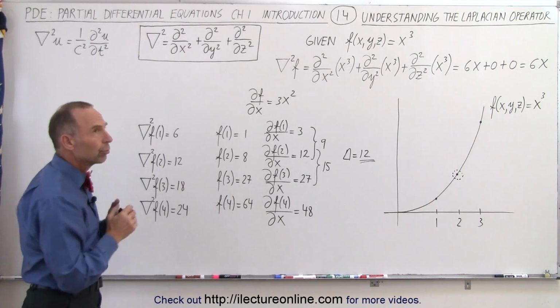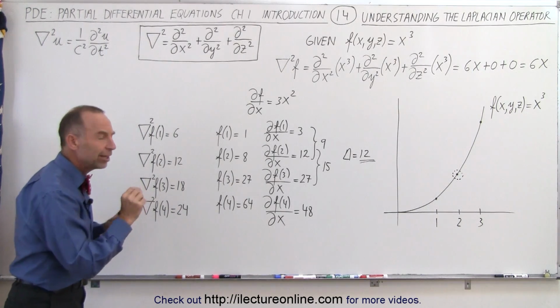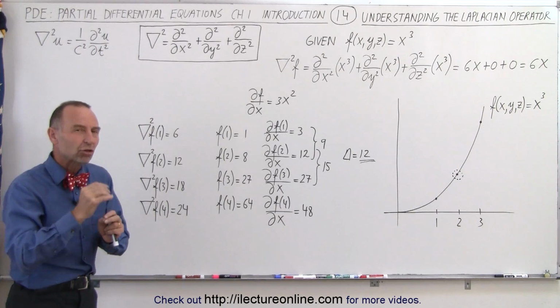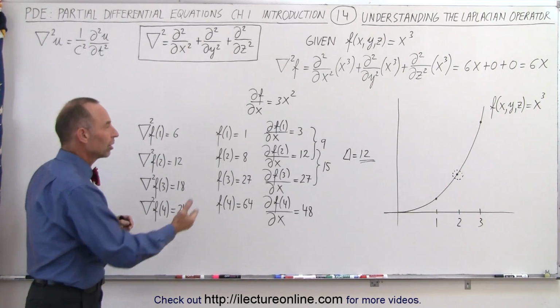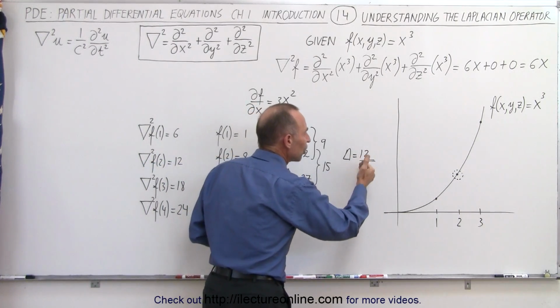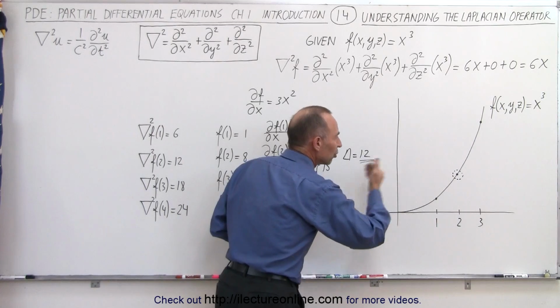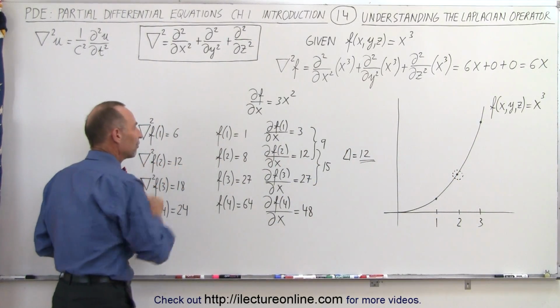So the Laplacian gives us the average change of the slope, which means the average change of the function as we move. Or actually, let me take that back. It's actually the average change in the slope, and the slope is the change in the function. So the Laplacian is going to give us the average change in the change of the function when we move, in this case, in the x direction. And that's given right here.